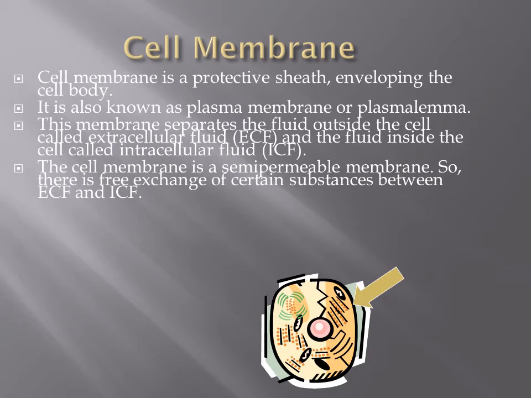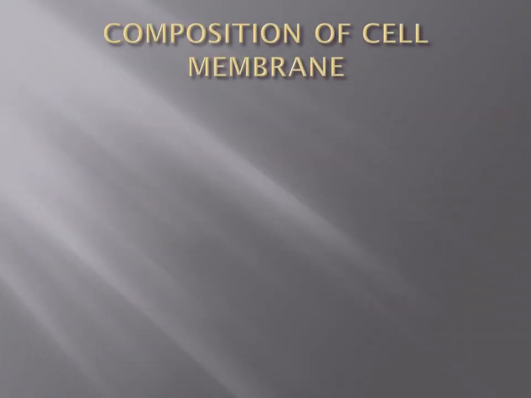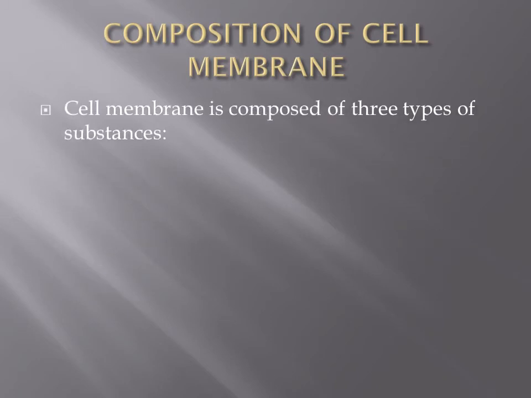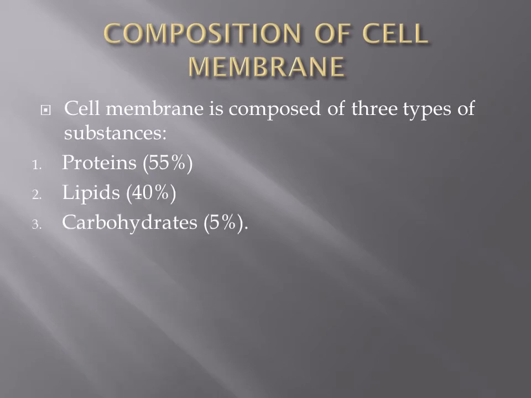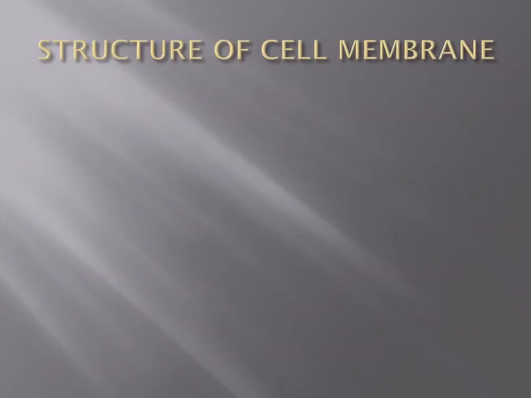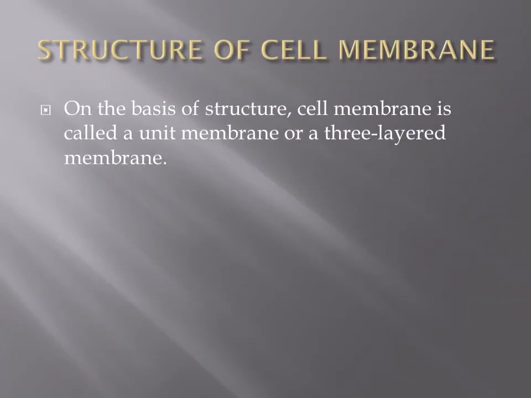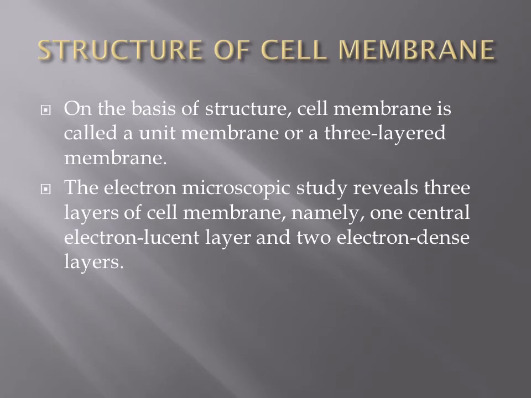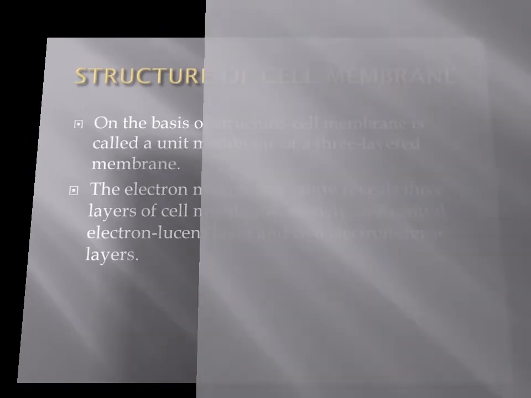The cell membrane is a semi-permeable membrane, so there is a free exchange of certain substances between extracellular and intracellular fluid. Composition of cell membrane. Cell membrane is composed of three types of substances: proteins, which are 55%, lipids, which are 40%, and carbohydrates, which are 5%. The structure of cell membrane. On the basis of structure, cell membrane is called a unit membrane or three-layered membrane. The electron microscopic study reveals three layers of cell membrane, namely one central electron-lucent layer and two electron-dense layers.